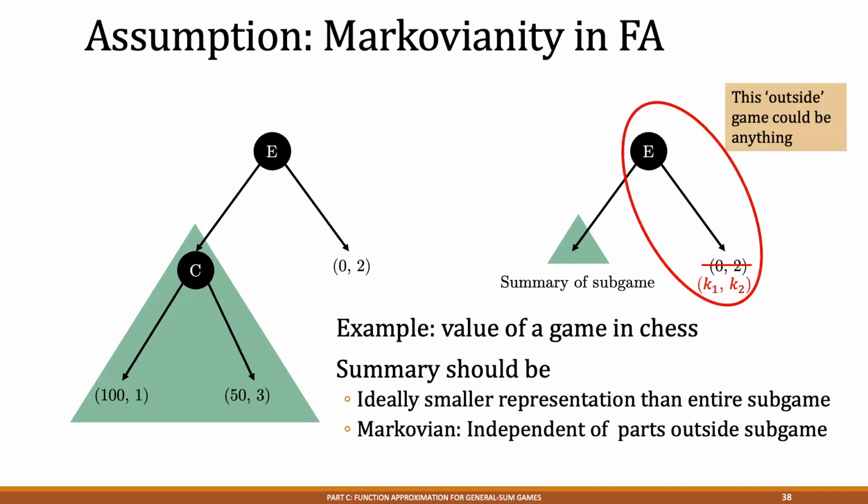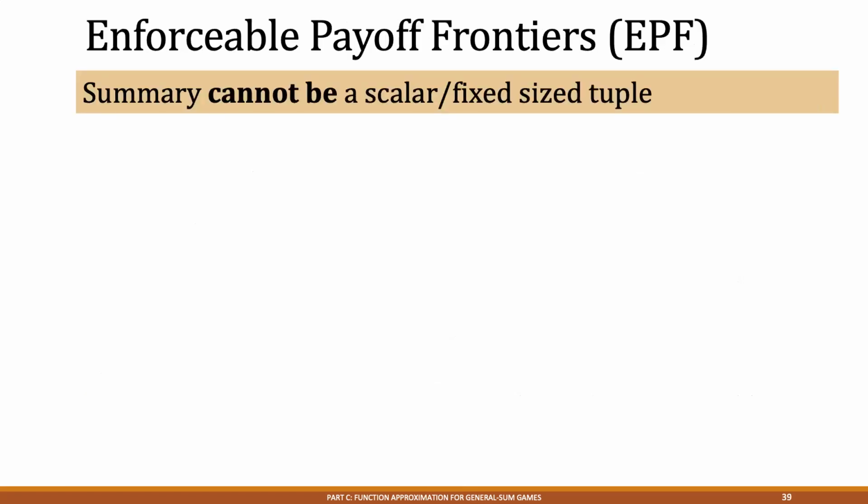The third thing that I want to point out is that this outside game in red over here, this transplanted game, could be anything. It doesn't have to be 0 and 2. It doesn't have to be the original game. It can be something like K1 and K2. And this summary should still work. So it turns out that with this in mind, we can show that this summary cannot be a fixed size scalar or couple. In particular, it cannot be just any terminal state out there.